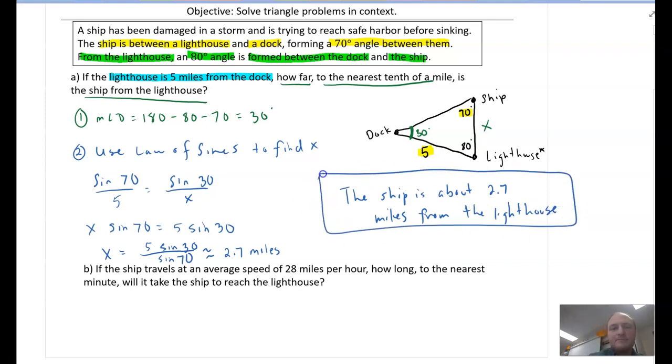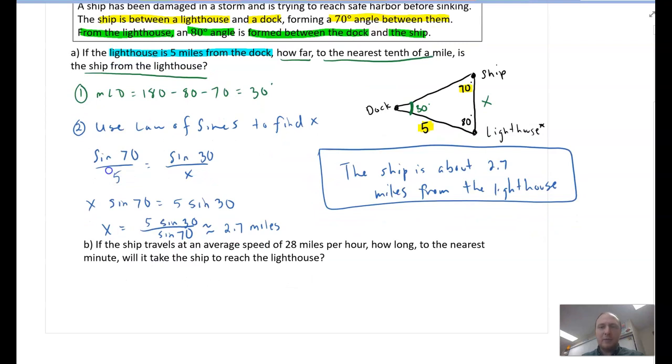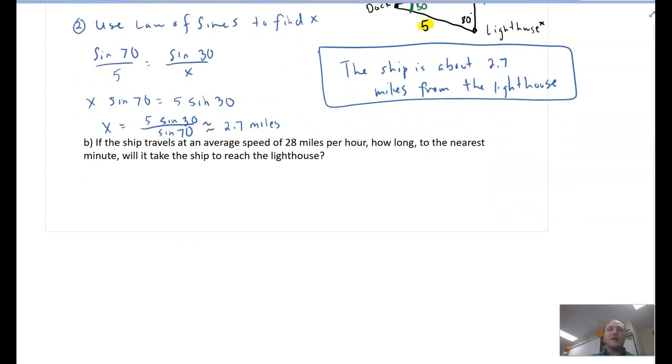And there you have it. Part B says, if the ship travels at an average speed of 28 miles per hour, how long to the nearest minute will it take for the ship to reach the lighthouse? They give us the rate: 28 miles per hour. I also know that the distance to the lighthouse is 2.7 miles.